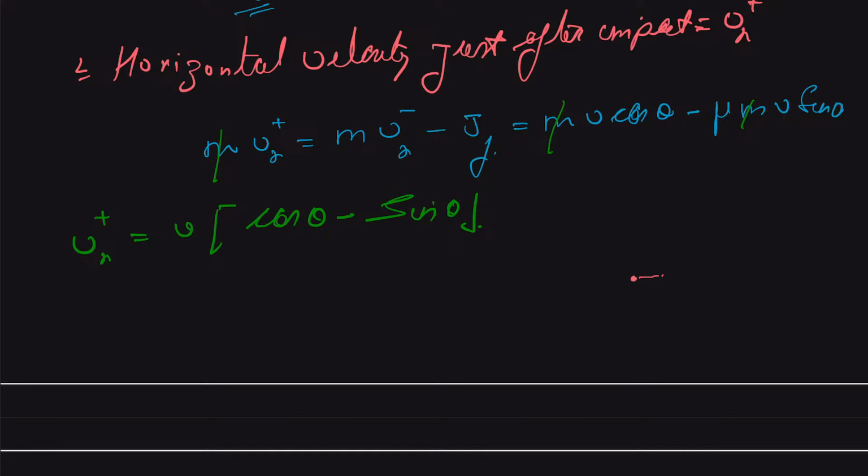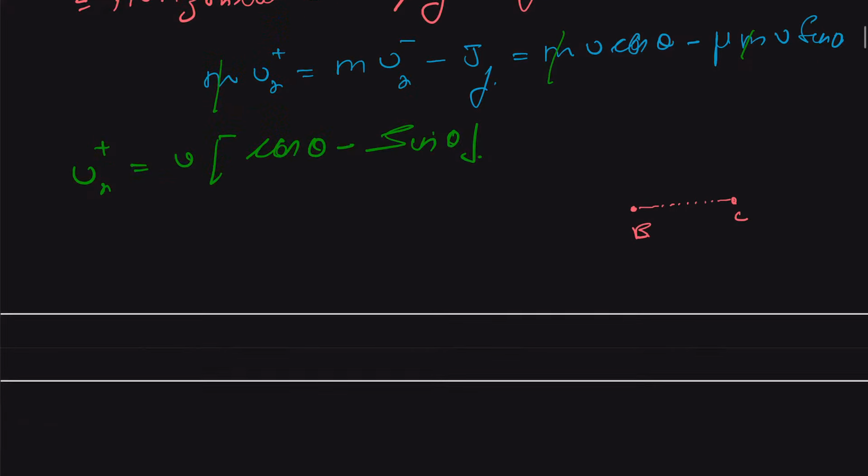Now after impact at point B, it will be sliding and finally coming to rest at point C. Now we come to the sliding portion on the ground, so sliding on the ground.